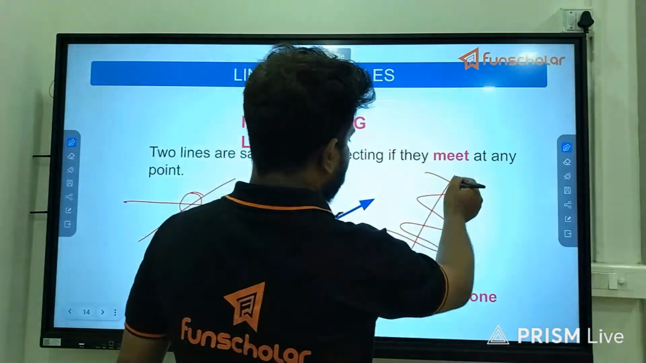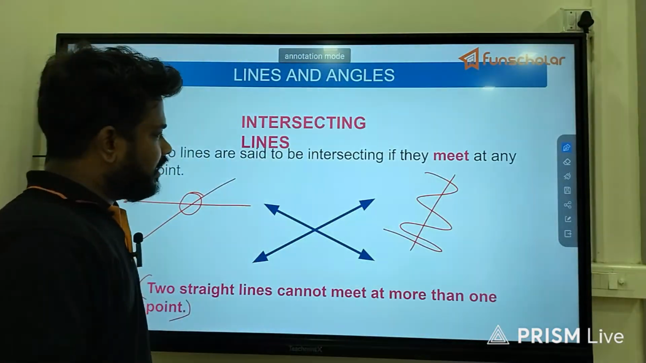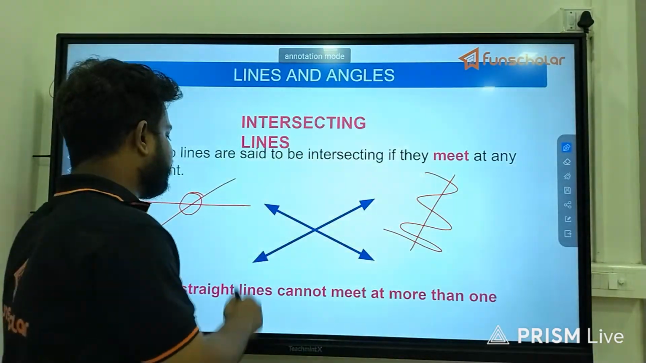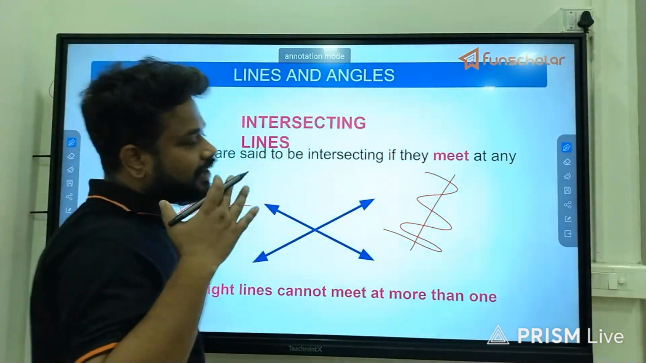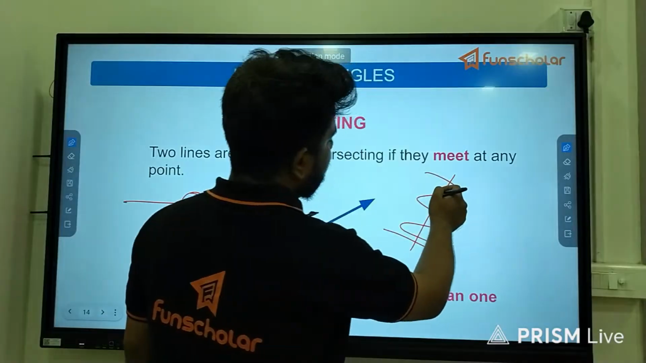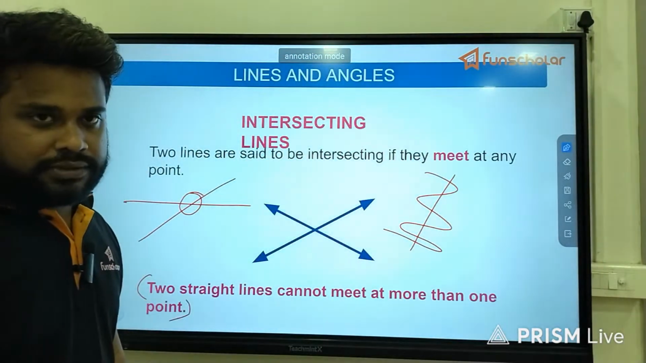Like this line is straight and this line is not. If this is a straight line, it will definitely meet at one point, and if that is not a straight line, it will be meeting at so many points.